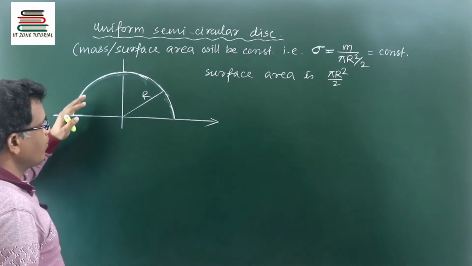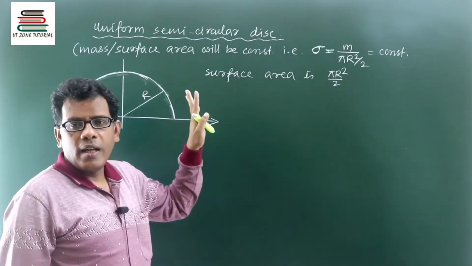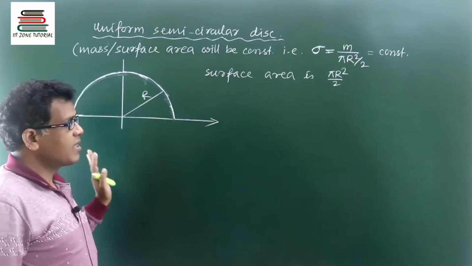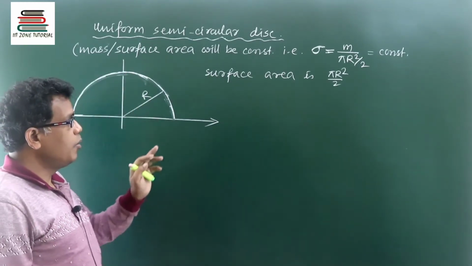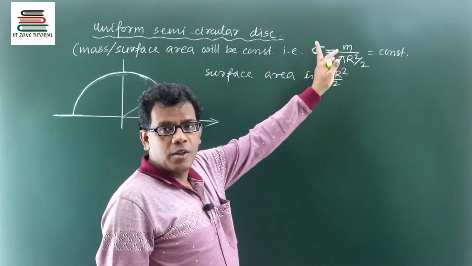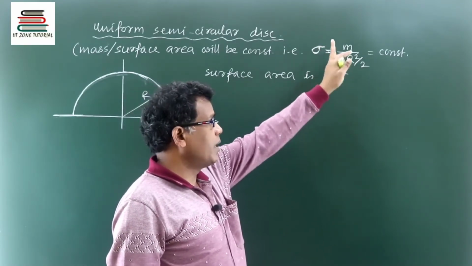So if m is the mass given, distributed uniformly on the given surface area, which is pi r square by 2, then the mass per unit surface area, denoted by the term sigma, will be m by pi r square by 2.